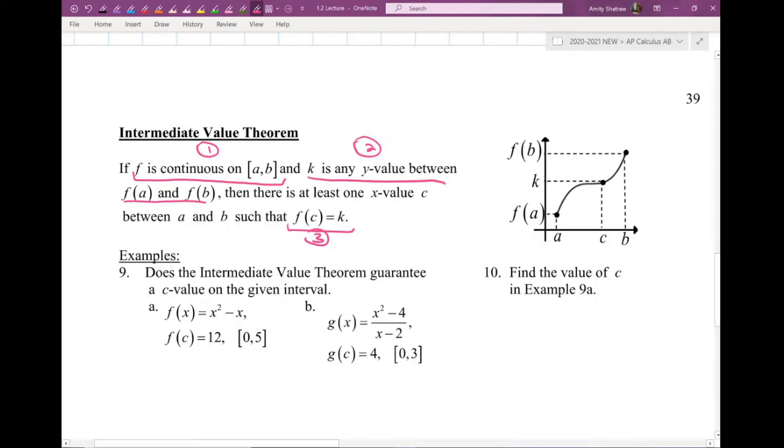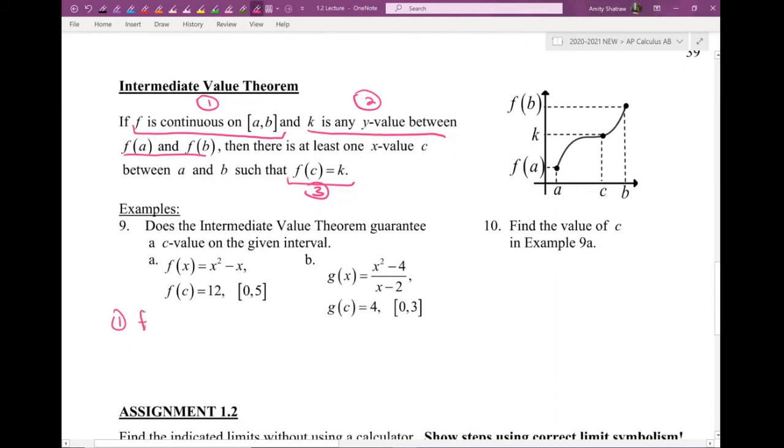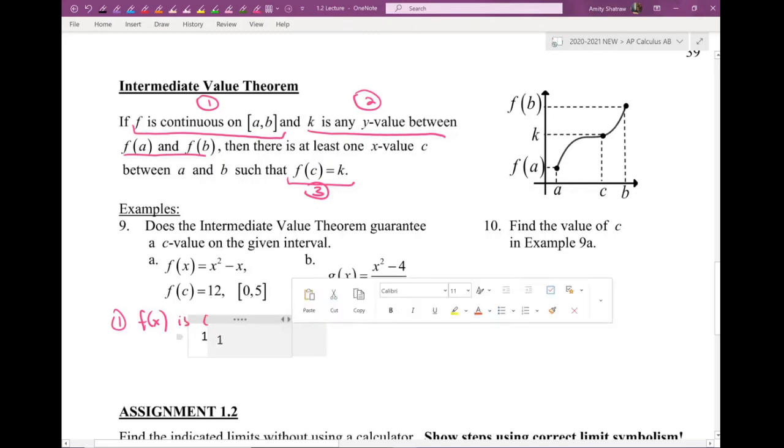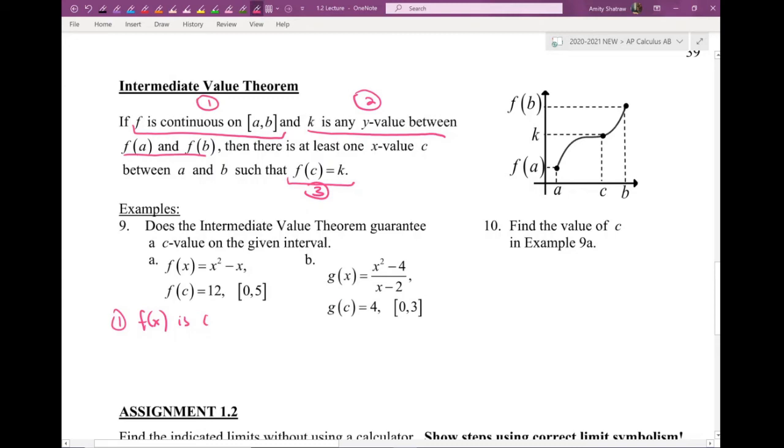So number 1, this is a parabola. It's pretty well behaved. I feel fairly certain, and it's quite easy for me to say, that this is continuous. Okay, and it is continuous on this interval from 0 to 5. It's continuous everywhere, but definitely it is continuous on this interval from 0 to 5.